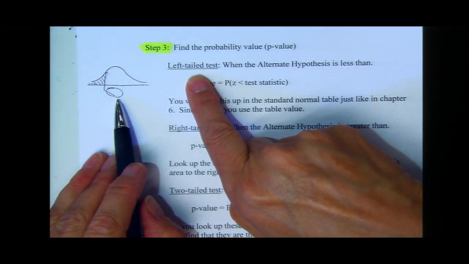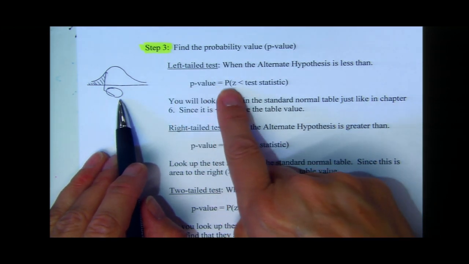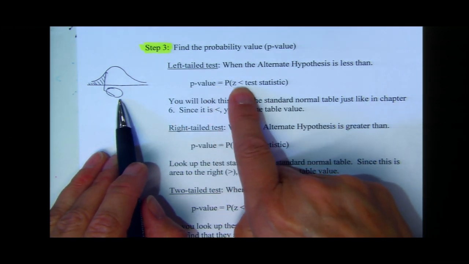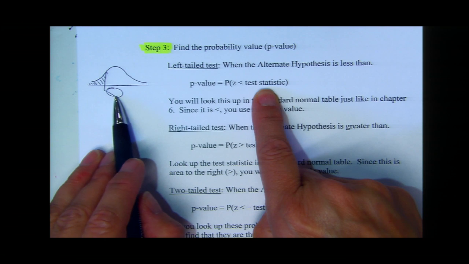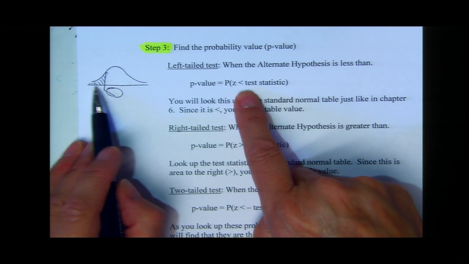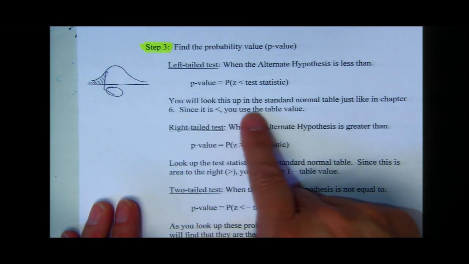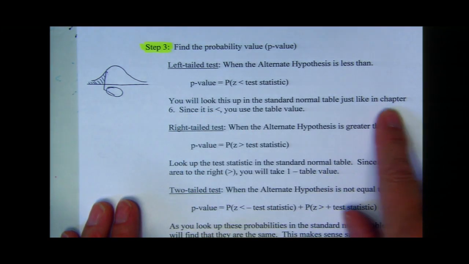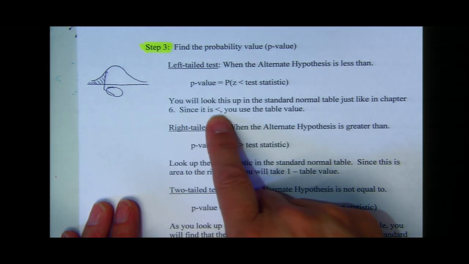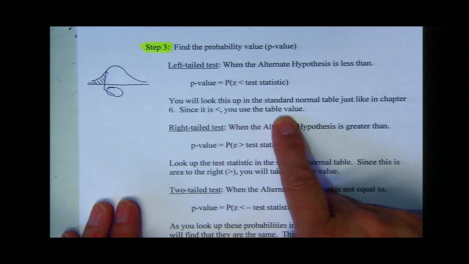So to find the probability, the p-value will be the probability that z is less than whatever number we calculated. And because it's shaded to the left, that's why it's less than. So we will look this up in the standard normal table, just like in chapter 6, and since it is less than, you just use the number from the table.